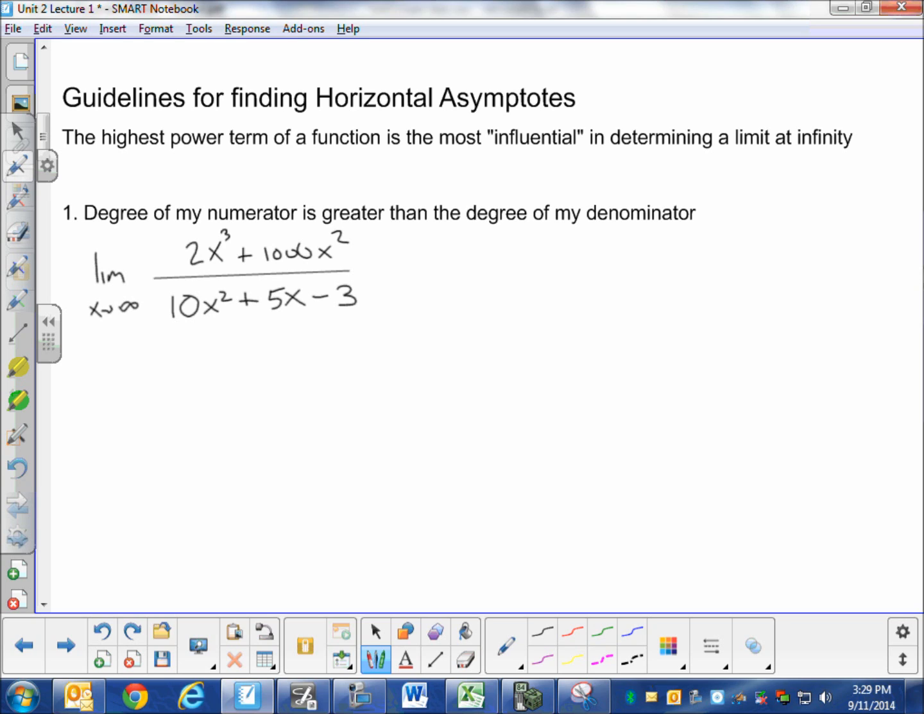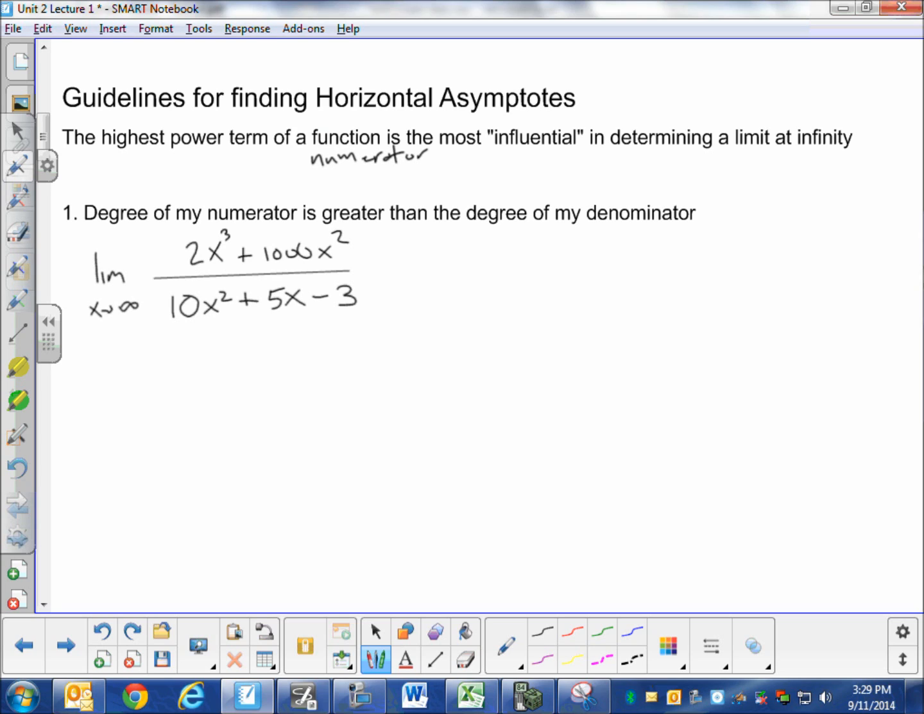Okay. The most important thing to remember is your highest power term is going to be the most influential in determining your limit. And it's not necessarily in your function, but it's in your numerator and denominator.